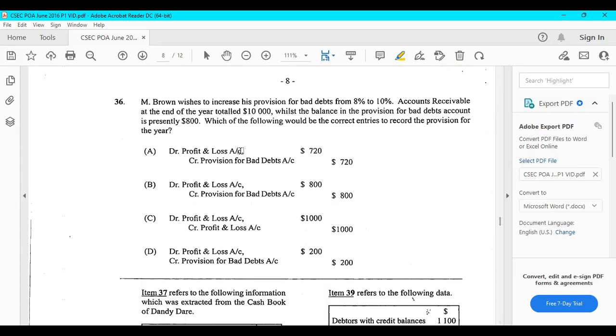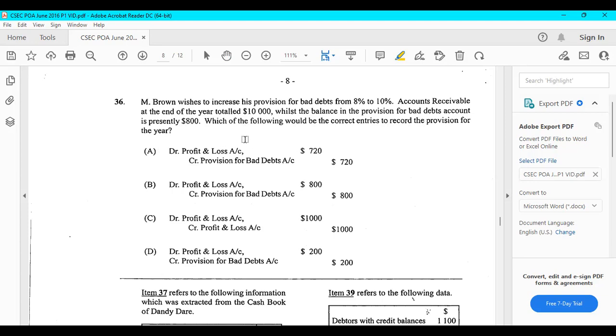Mr. Brown wishes to increase his provision for bad debts from 8% to 10%. Accounts receivable at the end of the year totaled $10,000, whilst the balance in the provision for bad debts account is presently $800. Which of the following would be the correct entries to record the provision for the year?